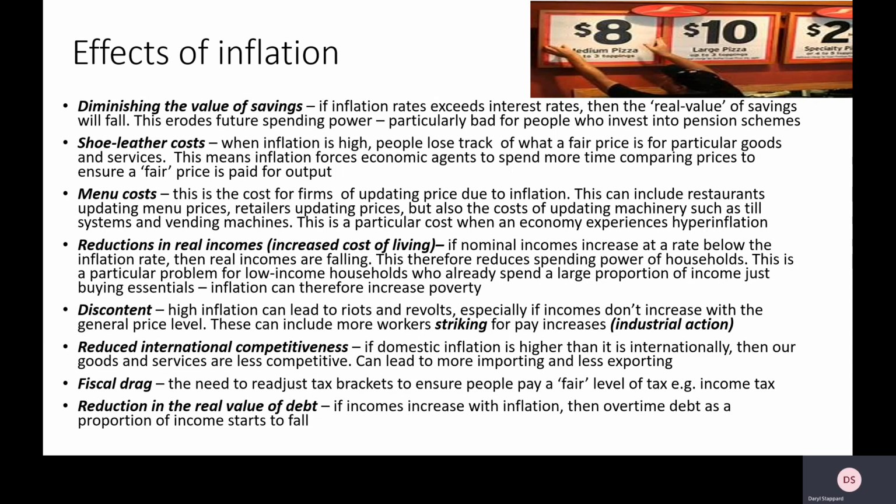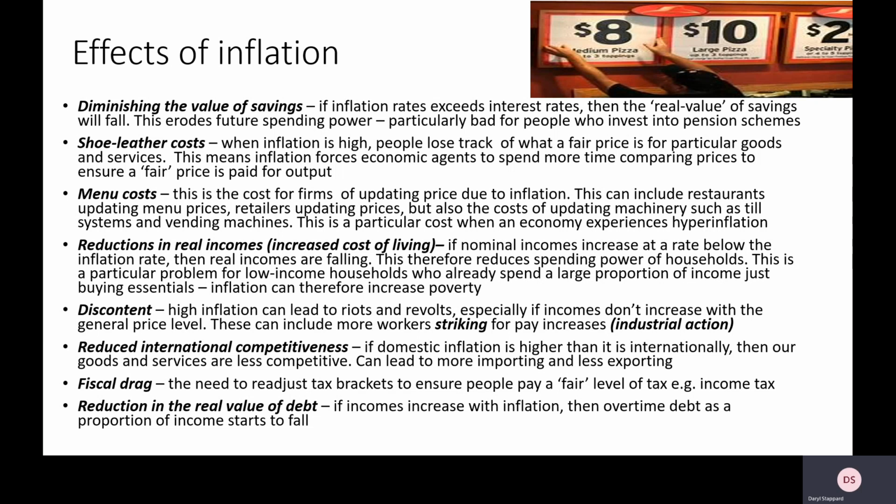And that means more people are spending more time searching around for different prices to ensure they're paying a fair price for the products they're buying. This doesn't affect just consumers, but it also affects businesses who also have to buy from different firms, from suppliers, etc. So you've got all those additional costs and time that's wasted searching for good and fair prices.